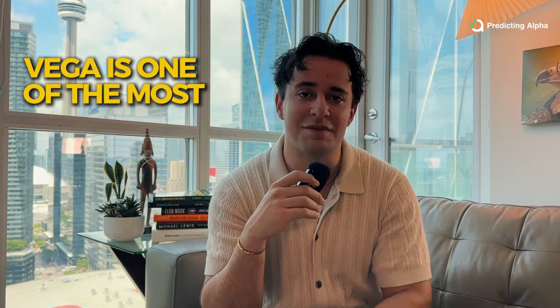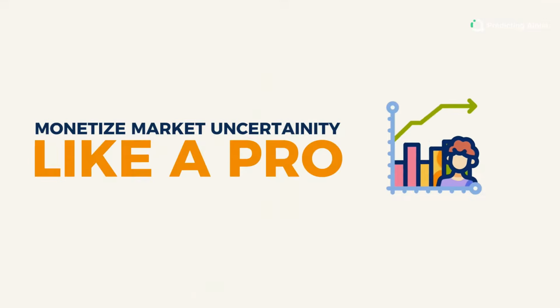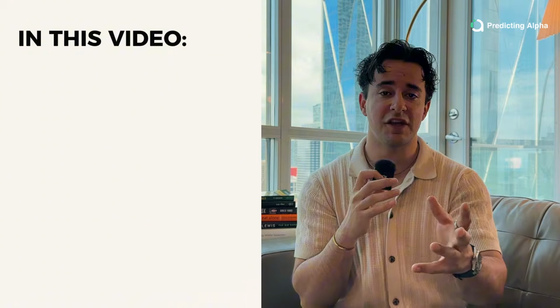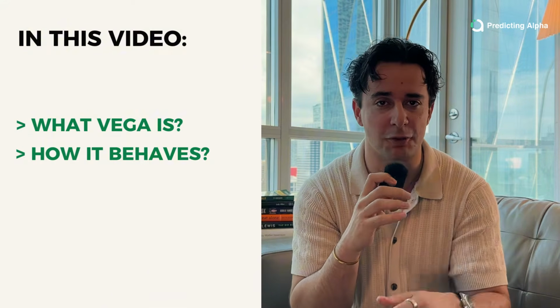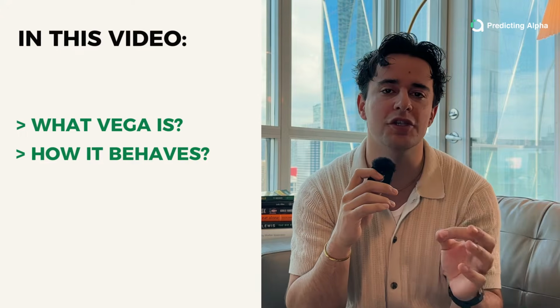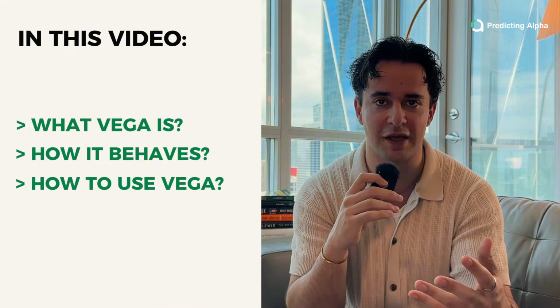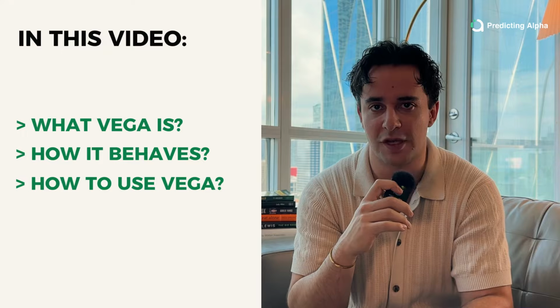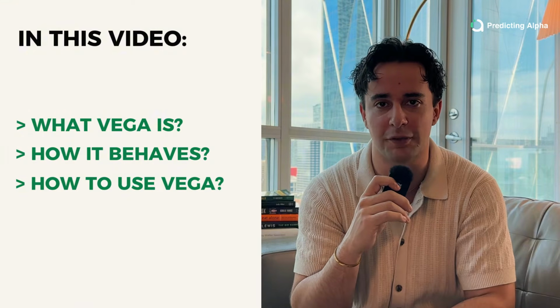Vega is one of the most misunderstood option Greeks, but it's also one of the most important. If you want to know why certain trades explode in value when there's been really no movement at all, and if you want to start structuring trades that monetize market uncertainty like a pro, then this video is going to be your guide. In this video, we are going to break down what Vega is, how it behaves, and most importantly, at the end of this video, I'm going to show you how to use your understanding of Vega to structure unique option trades that drive huge P&L for people that really know what they're doing.